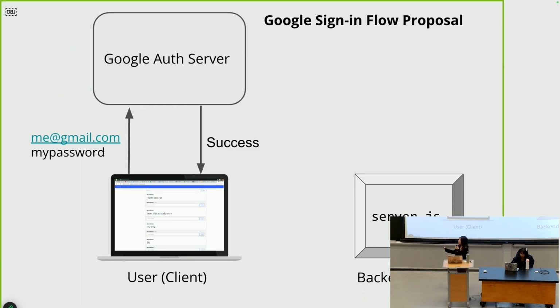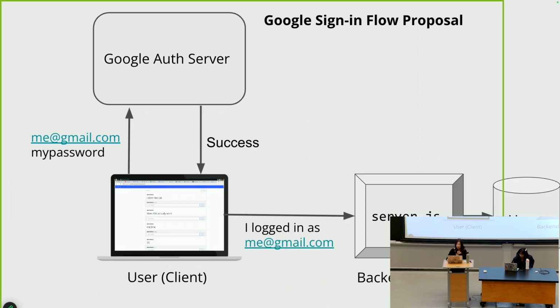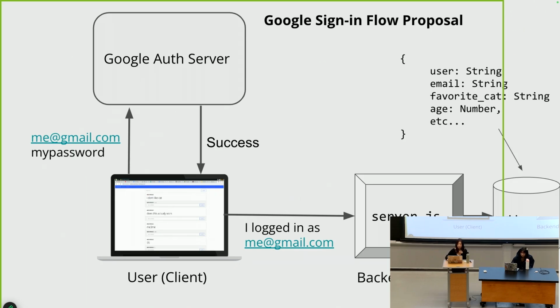So here's our sign-in flow proposal, right? I'm going to sign in to the Google Auth server. And let's say it was a success. Now I'm going to tell my server that I logged in. And the server is going to check the user database to see if I'm actually a user.